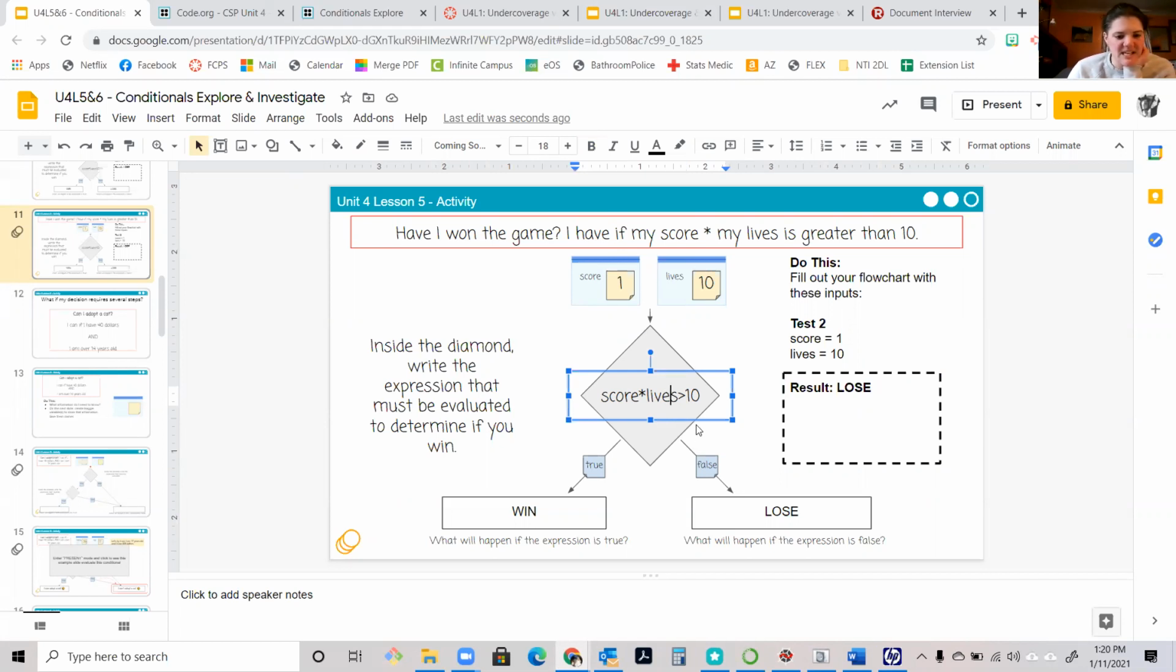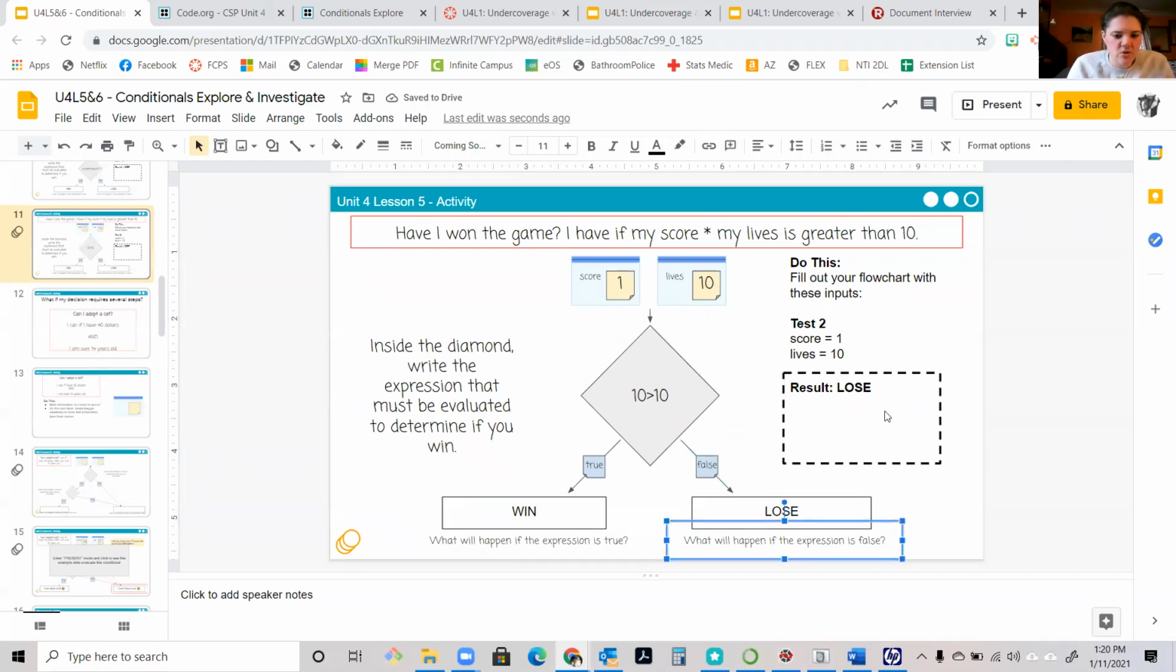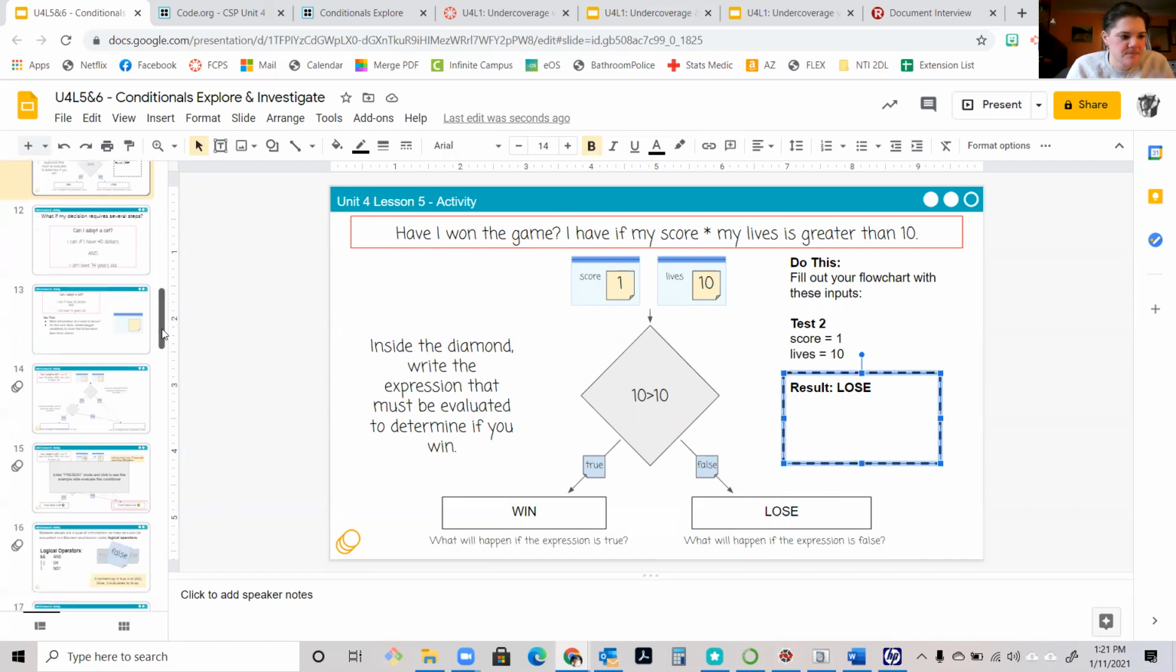Well, no, it's not. Computers are very literal. Things that are equal, it has to say greater than or equal. And this one doesn't. So I get score times lives is equal to 10. So I have 10 is greater than 10. That's false. So we lose. So inside my result box, I put lose.